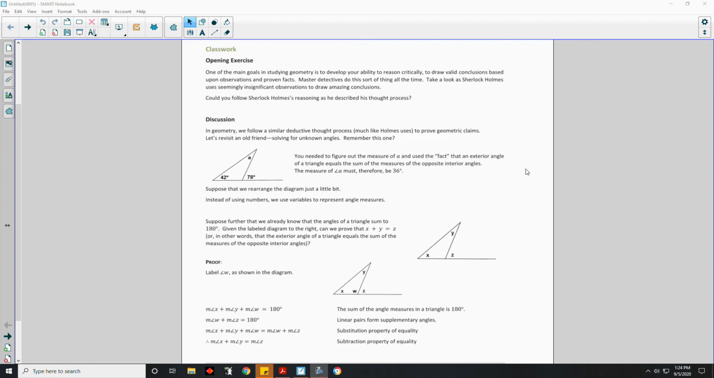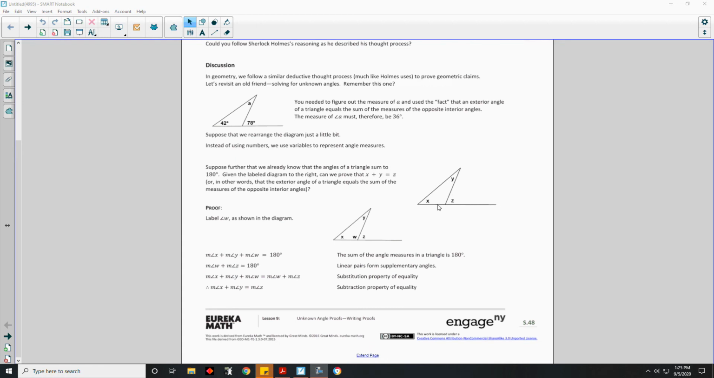Okay, so now that we've watched that video, it says one of the main goals in studying geometry is to develop your ability to reason critically, to draw valid conclusions based upon observations and proven facts. Master detectives do this sort of thing all the time. Take a look at Sherlock Holmes, as Sherlock Holmes uses seemingly insignificant observations to draw amazing conclusions. Could you follow Sherlock Holmes's reasoning as he described his thought process?